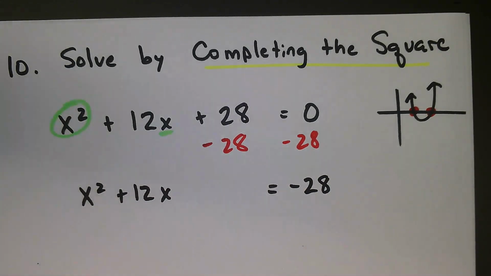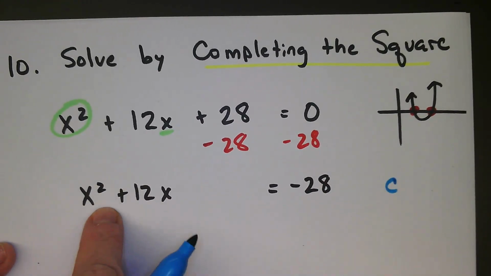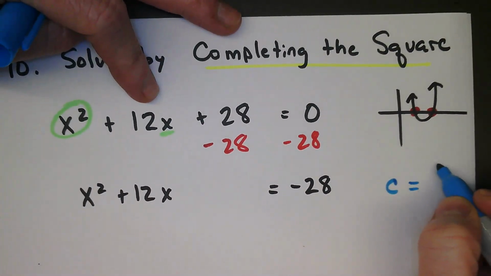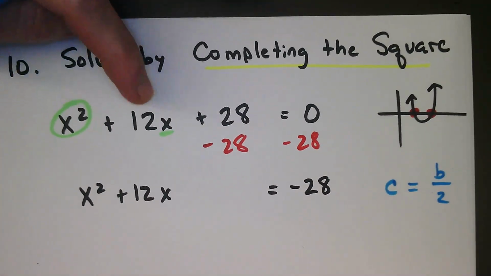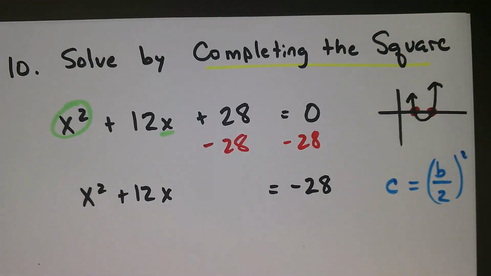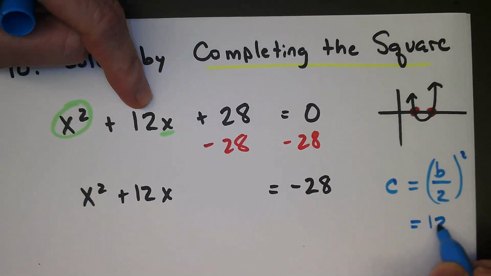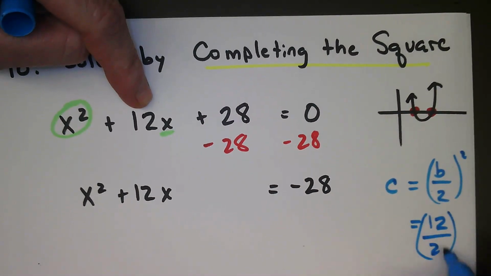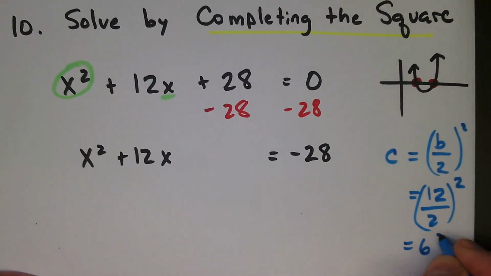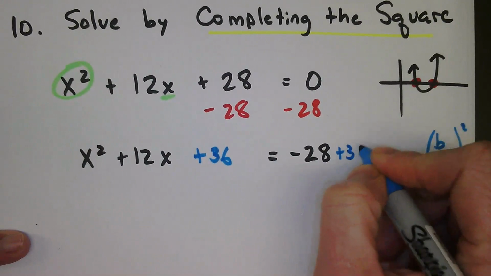Now there is a rule for that number. That number we often call c, right? It would complete an ax squared plus bx plus c over here. And we get that by doing half of our b value. So we take this b value, we divide it by 2, and then we multiply it by itself. We square it. So in this case, this would be 12 divided by 2, multiplied by itself, so it would give us 6 squared, which is 36. So I can add 36 to both sides.